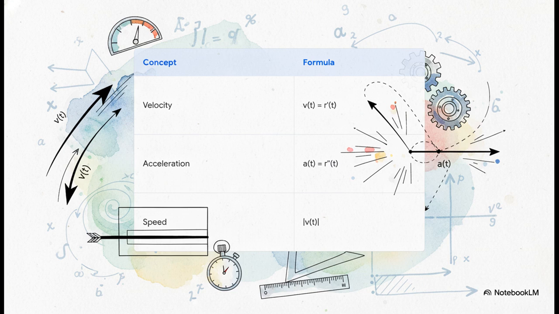The velocity vector, v of t, which tells you both speed times direction, is just the first derivative of position. Simple. And the acceleration vector, a of t, which tells us how that velocity is changing, well, that's just the derivative of velocity. Or you could say the second derivative of the original position. It's such a clean and powerful way to connect all these ideas.